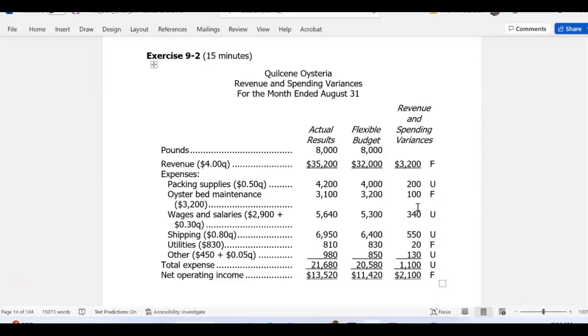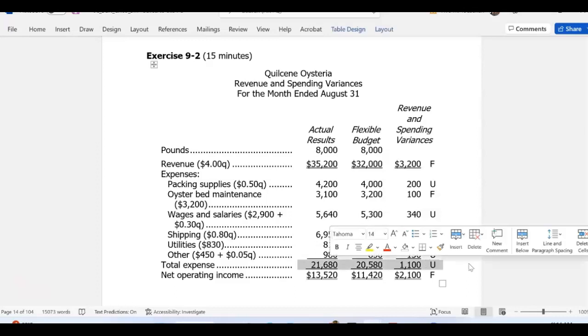That means unfavorable. Shipping, it's more than flex. That's unfavorable again. Utilities are less than flex. That's a favorable saving. We are good. Other expenses, it's more than flex, and that's 130 unfavorable. So now you add all these expenses, you end up, as you see, in an unfavorable situation in regards to expenses.